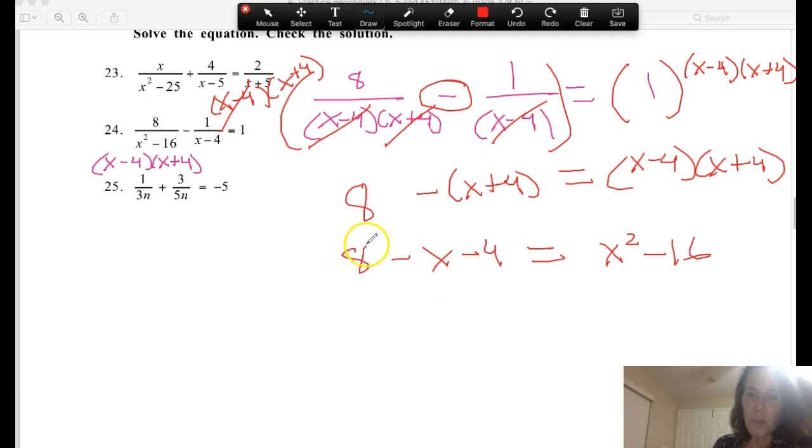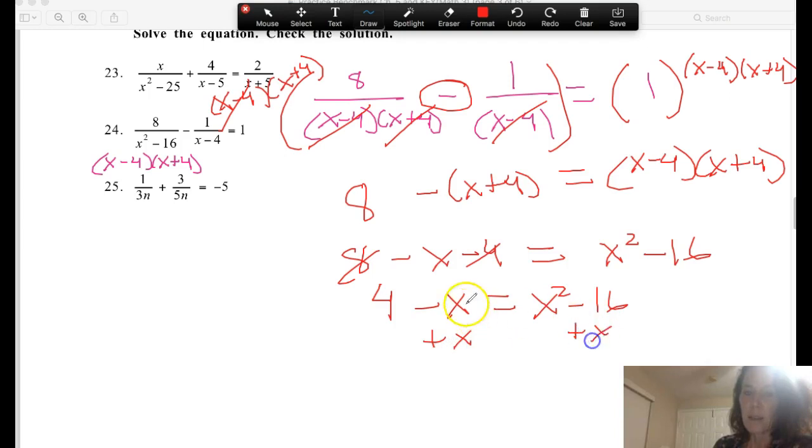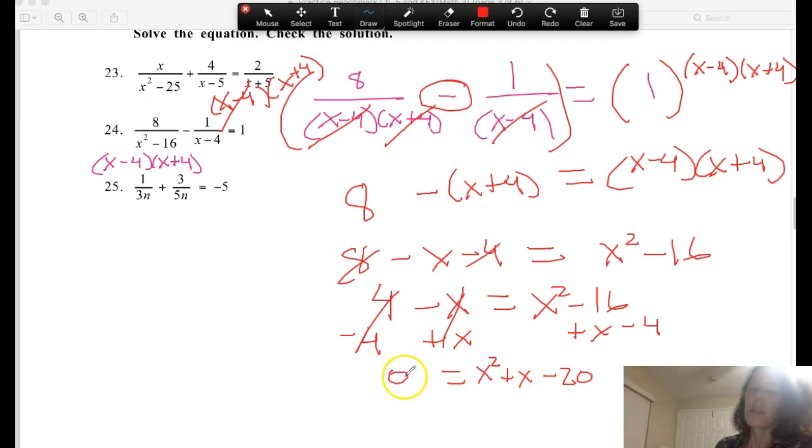So let's first simplify. 8 minus 4 is just 4. So 4 minus x equals x squared minus 16. And then I'm going to go ahead and add x to this side. That eliminates that. And then subtract the 4 also to this side. Okay. So now on this side I have 0 equals x squared, and then plus x, and then negative 16 minus 4, which is going to give me minus 20. So this is all on this side, and this side has 0.